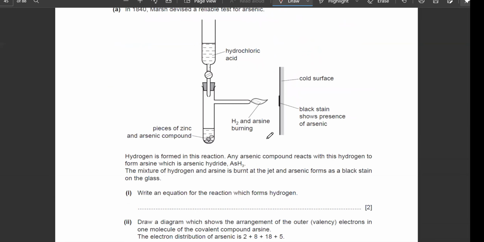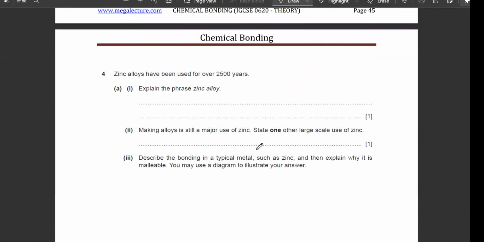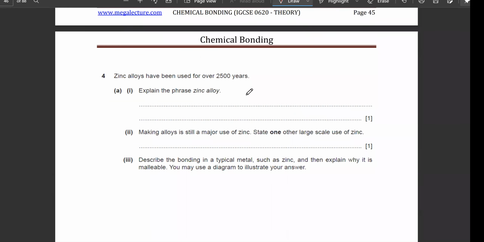Next, let's skip the equations. This one is again arsenic and hydrogen, we can ignore that. Explain the phrase zinc alloy. Whenever you have an alloy, you can write physical. It's a physical mixture of zinc metal with another metal.